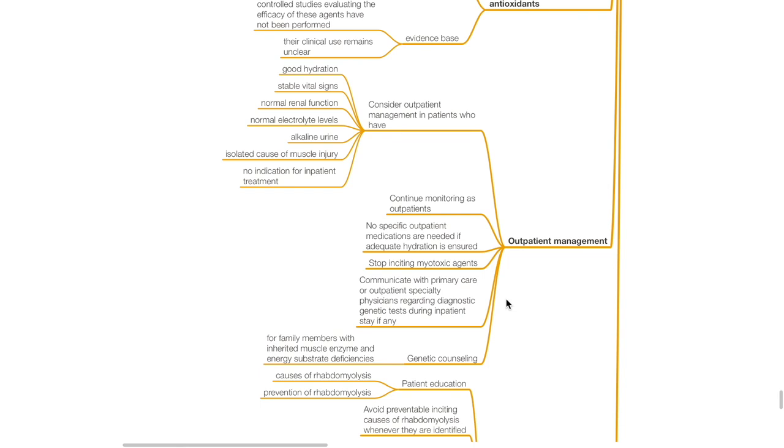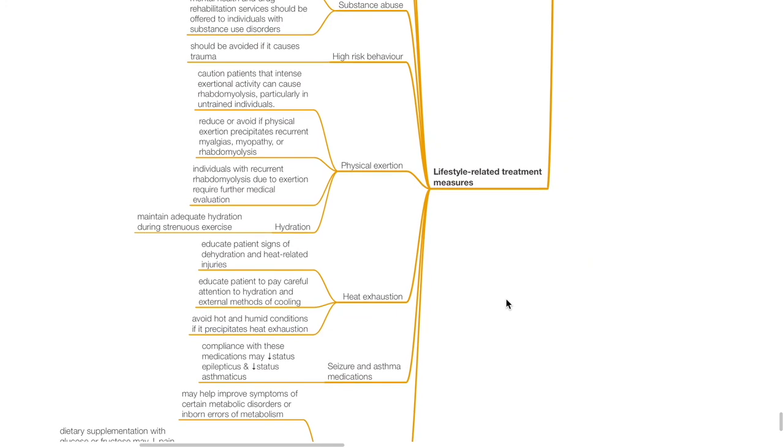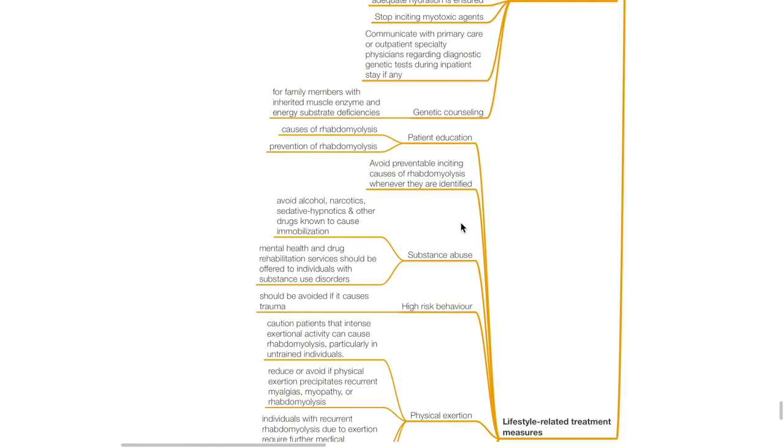Communicate with primary care or outpatient specialty physicians regarding diagnostic genetic tests done during the inpatient stay, if any. Genetic counseling is indicated for family members with inherited muscle enzyme and energy substrate deficiencies. Lifestyle-related treatment measures: patient education for causes and prevention of rhabdomyolysis. Avoid preventable inciting causes of rhabdomyolysis whenever they are identified.